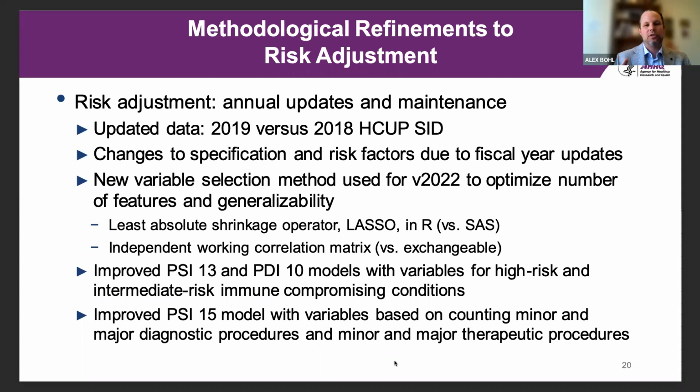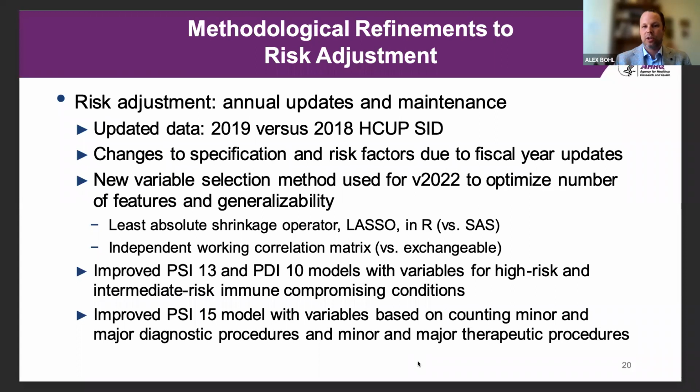New this year is we use a different method for selecting risk factors that go into the model. We use a feature selection procedure called LASSO, and we usually implemented that in SAS, and this year we use it in R, so we could change how we optimize or tune some of the parameters in that model, and R gave us that flexibility. We also changed the working correlation matrix that we use to estimate the generalized estimating equation models, the GEE models, which really resulted in no impact on the resulting models, but the run times are substantially faster.